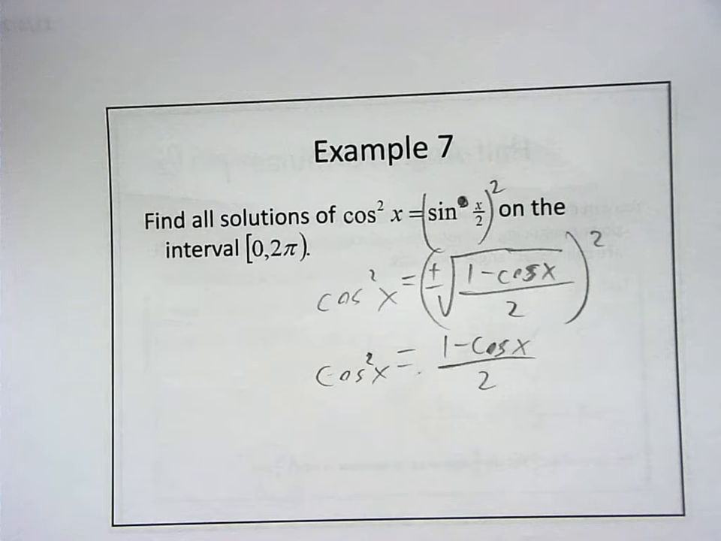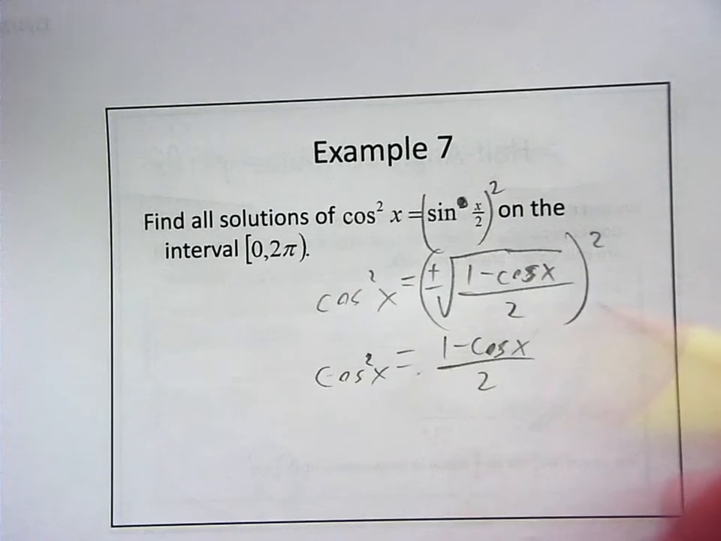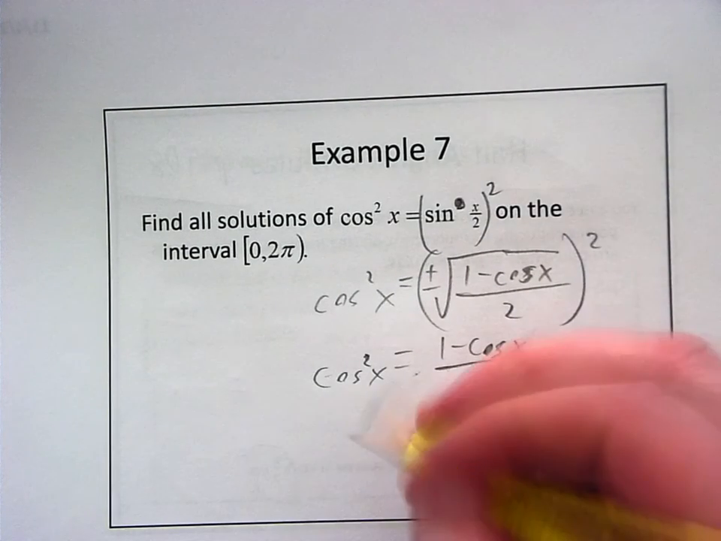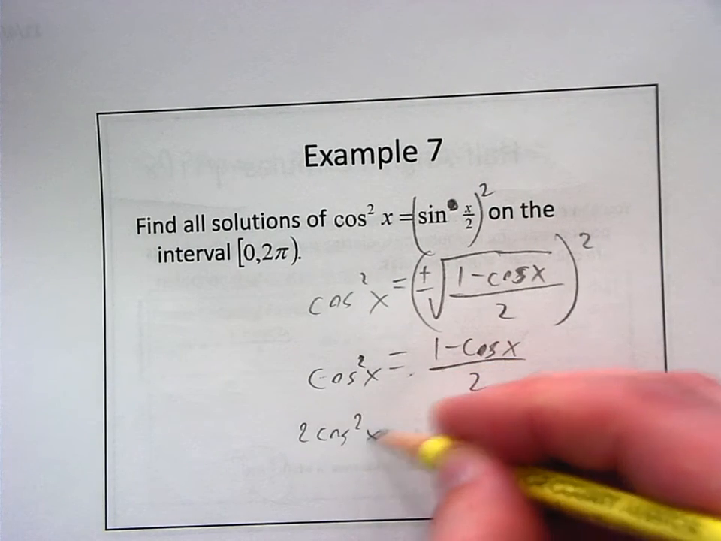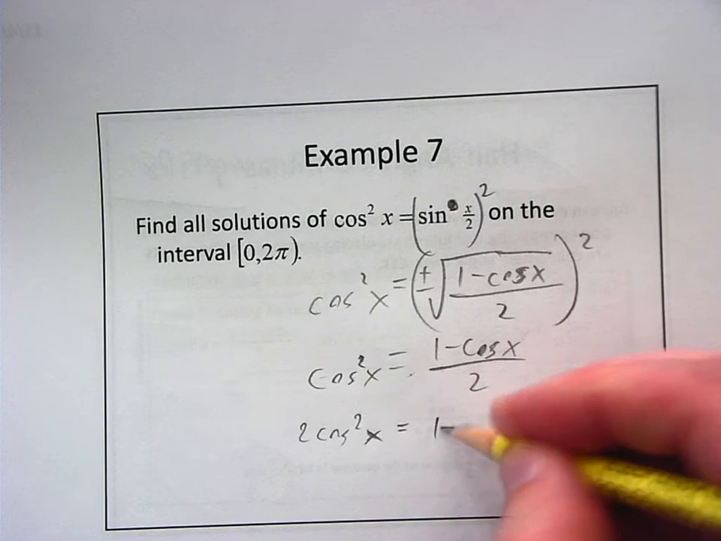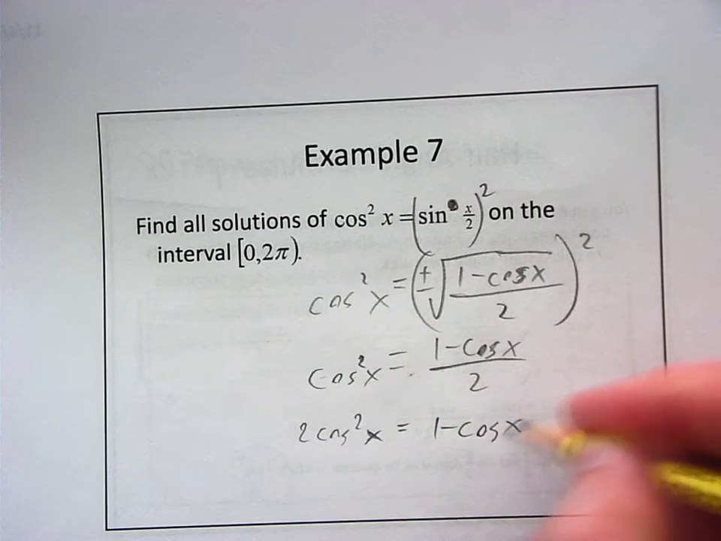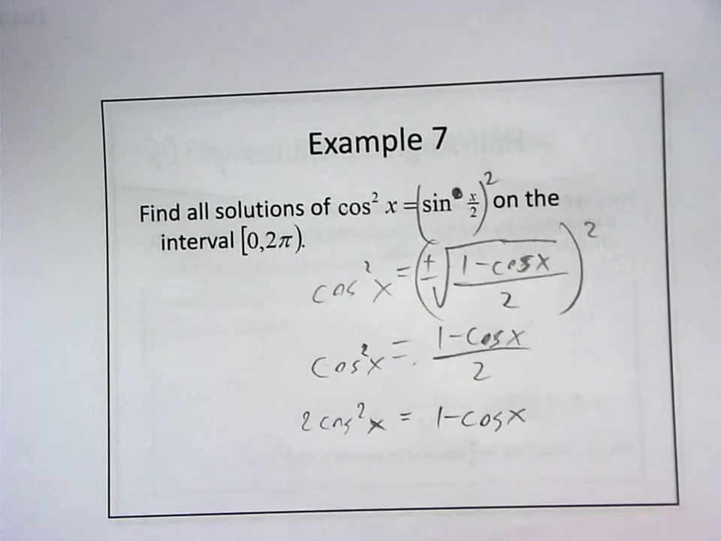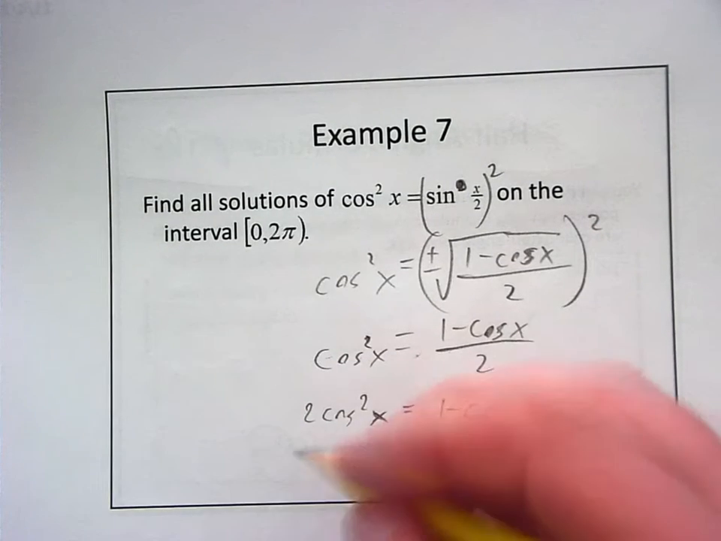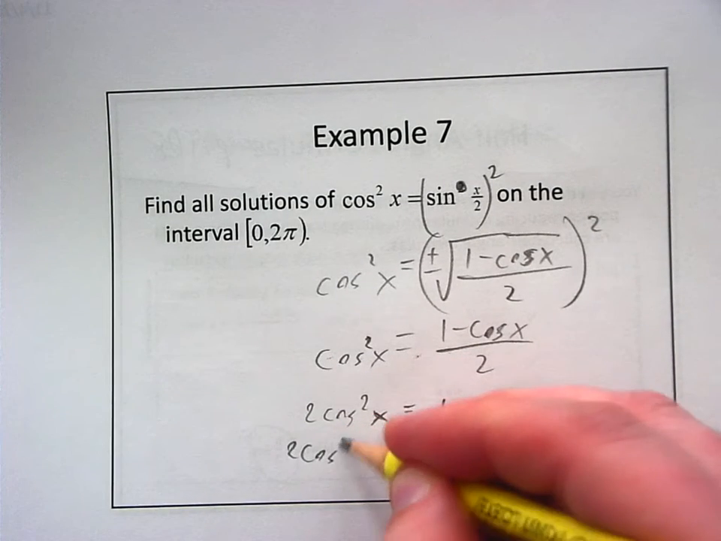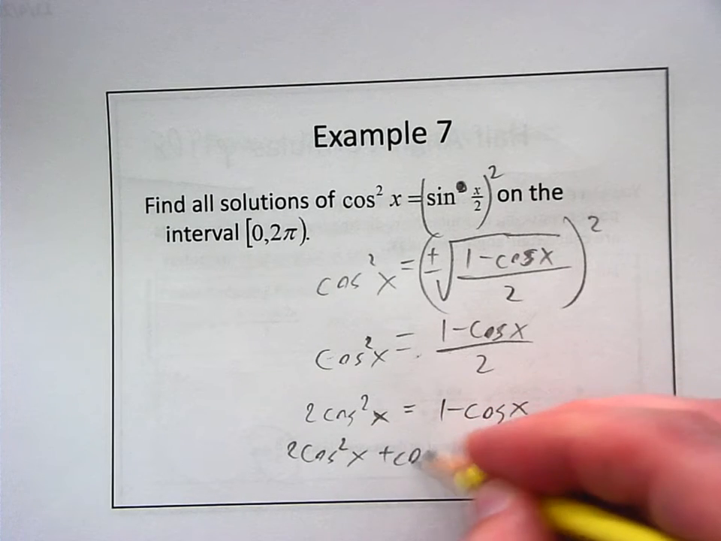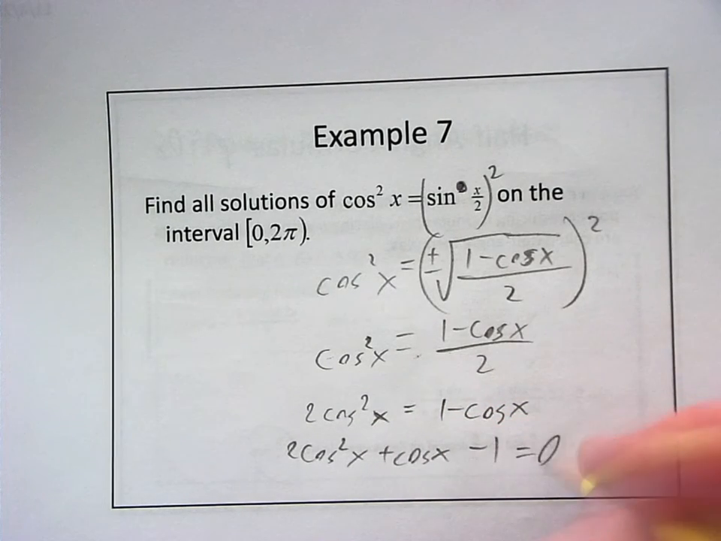Cross multiply, then subtract the 1 and add cosine. Yeah, cross multiply is really unnecessary because you're dividing by 2. You can just multiply by 2. You don't need to bother multiplying by 1. If I multiply both sides by 2, I get 2 cosine squared x is equal to 1 minus cosine of x. Then move everything over to one side to make it equal 0. Then what?